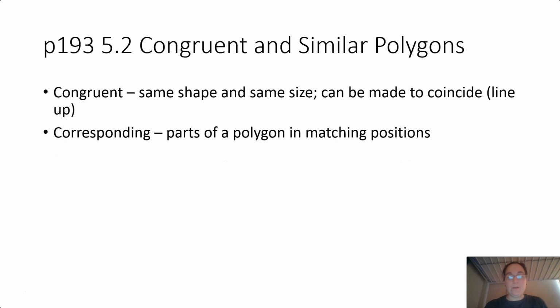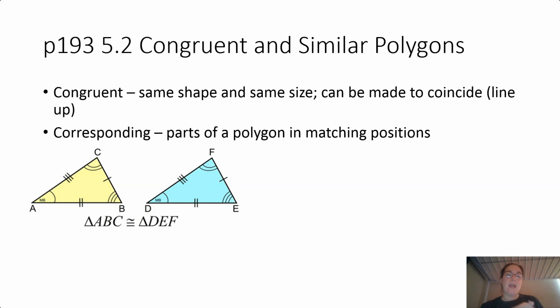Now, one of the other things you need to know from this is what corresponding means. Corresponding means parts of the polygon that are in matching positions. So I have here two triangles, and it tells us ABC is congruent to DEF. We can see that angle A and angle D, the markings match. Angle C and angle F match. Angle B and angle E match. We can also see that CB and FE match, AB and DE match, and AC and DF match.